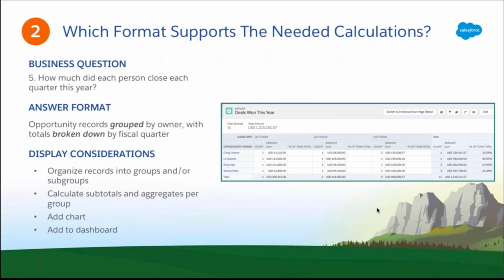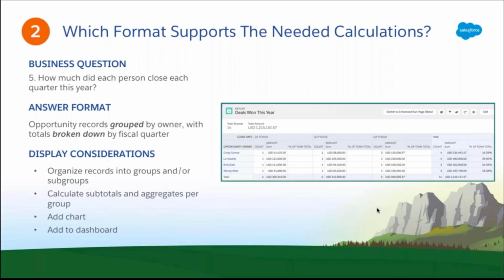The screenshot's a little small, but you'll see that you still have the deal totals for the entire year at the top. And we have a breakdown, so we can do calculations for each quarter in addition to calculations per deal owner. And so if you're used to creating reports in Classic, you might recognize this format as a matrix report.